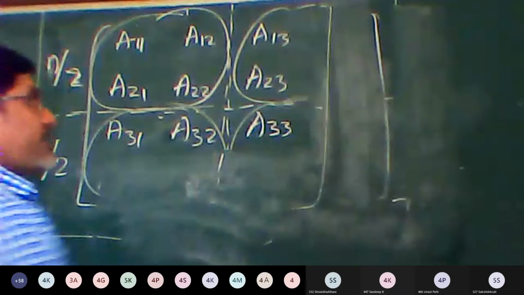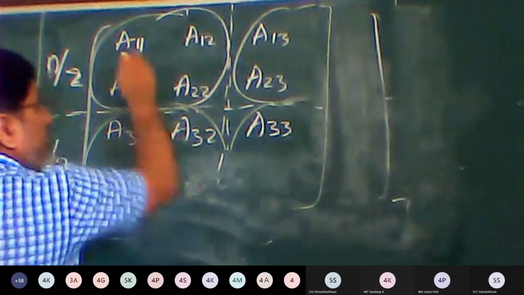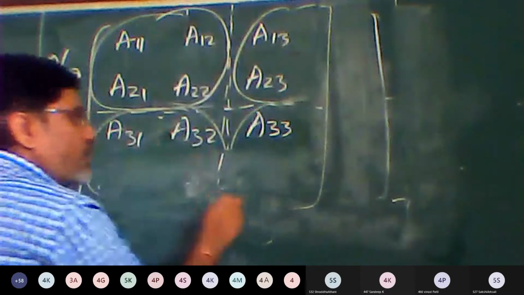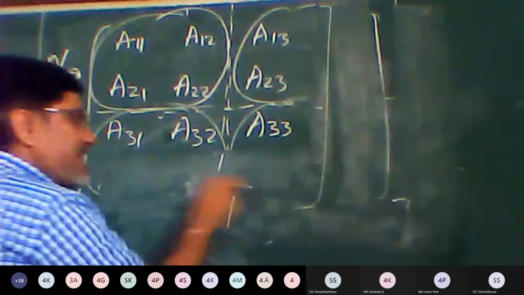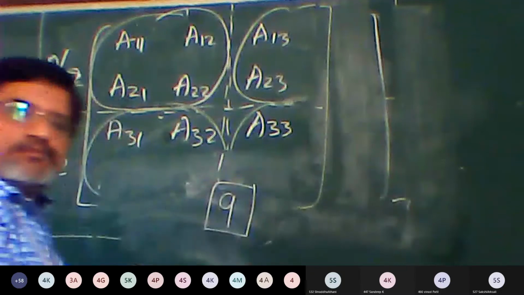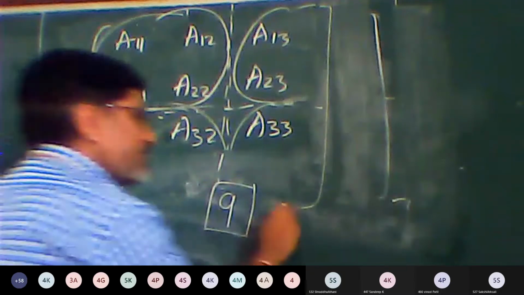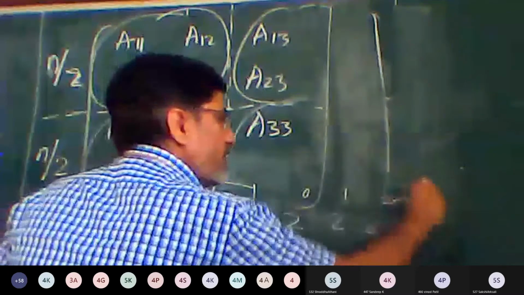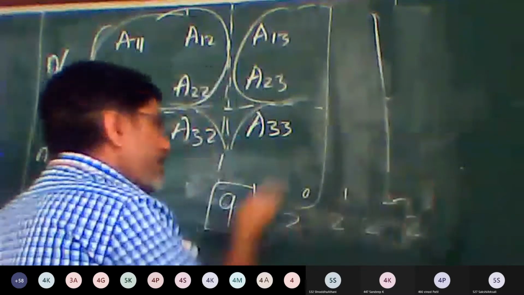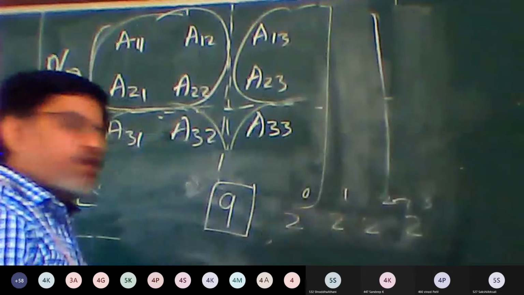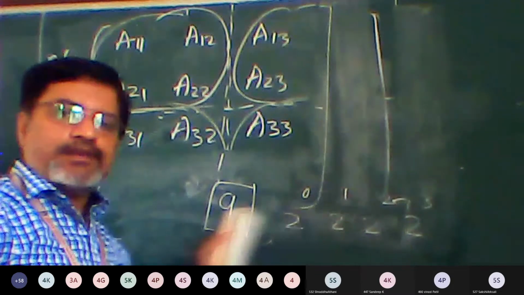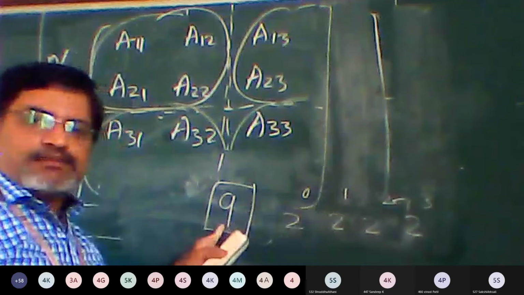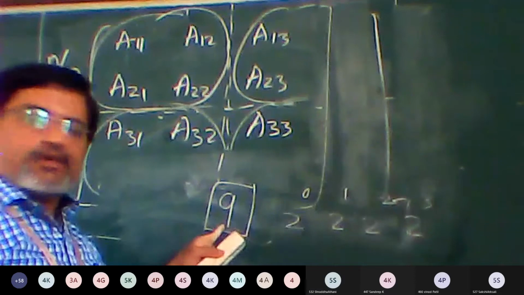Basically, what I mean here is that the number of elements here is totally 9. Is this 9 a power of 2? Power of 2 means 2 to the power of 0, 2 to the power of 1, 2 to the power of 2, 2 to the power of 3. Like this, if you go, do you get a value of 9? No, sir.